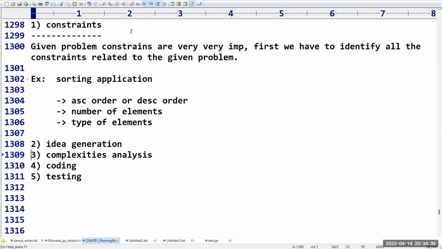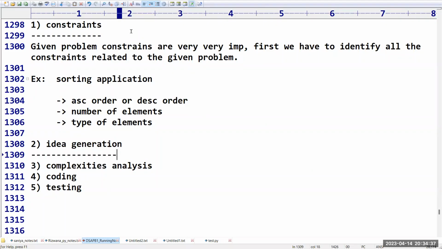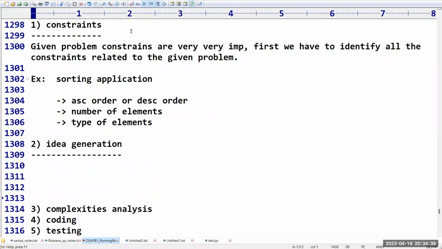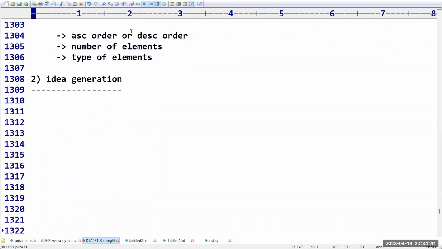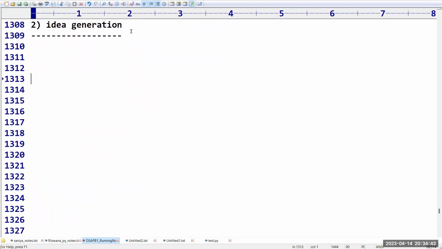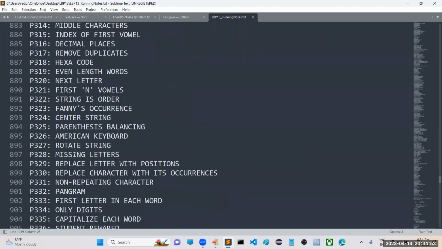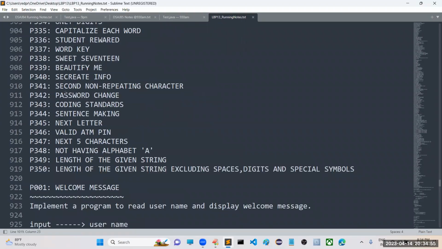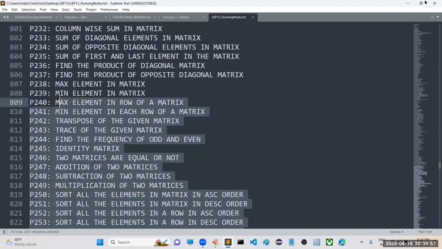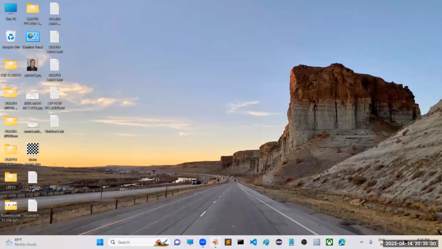Okay, sir, next very important: idea generation. Sir, do you know the majority of students are not attending these logic based programming classes? I don't know why. Just today we started the actual classes. Around how many programs are we going to cover? 350 programs we are going to cover. Why? Here is the situation for that.